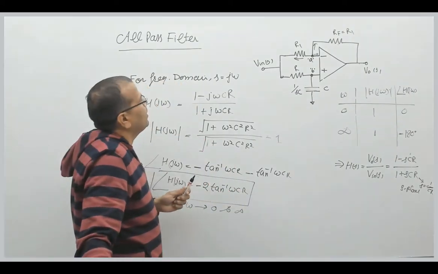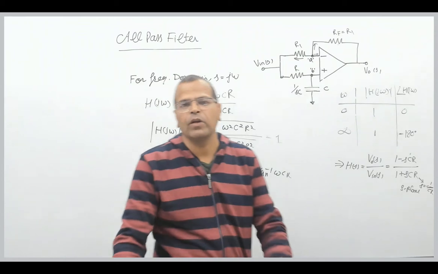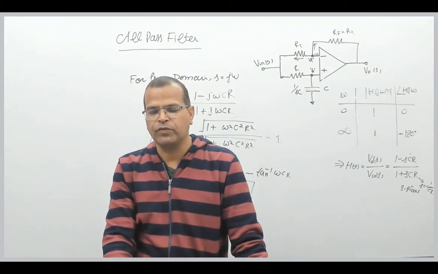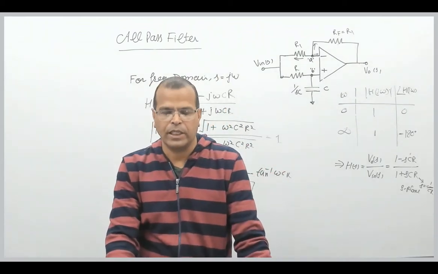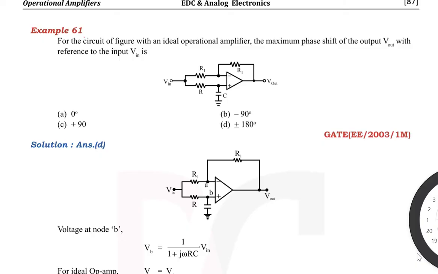So now we will see the different questions which appeared on all pass filters. So wait for my next part. Now let us see an example based on the all pass filter. The question here is: for the circuit of the figure with an ideal operational amplifier, the maximum phase shift of the V out with reference to the input is.